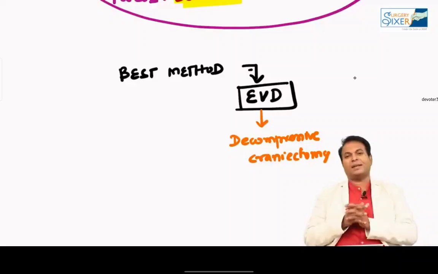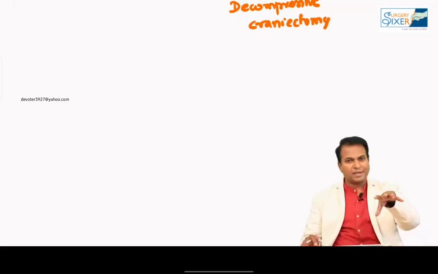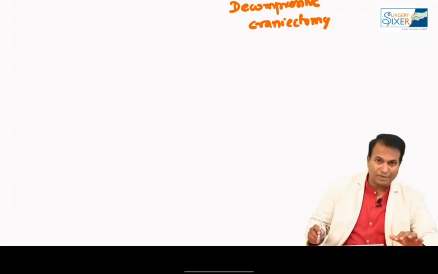So these are the basics in head injury. To understand the basics, you must understand the physiology. Your prime aim in a trauma patient is to reduce the intracranial pressure. Intracranial hypertension should be reduced.